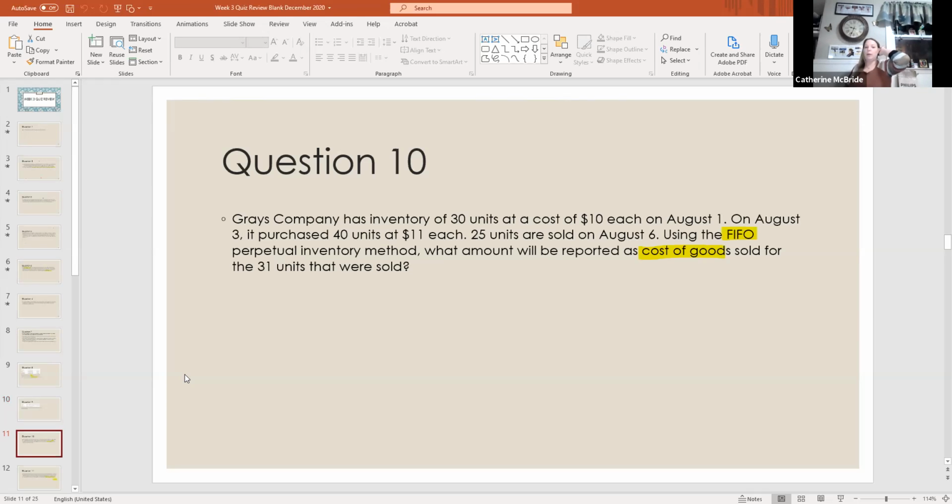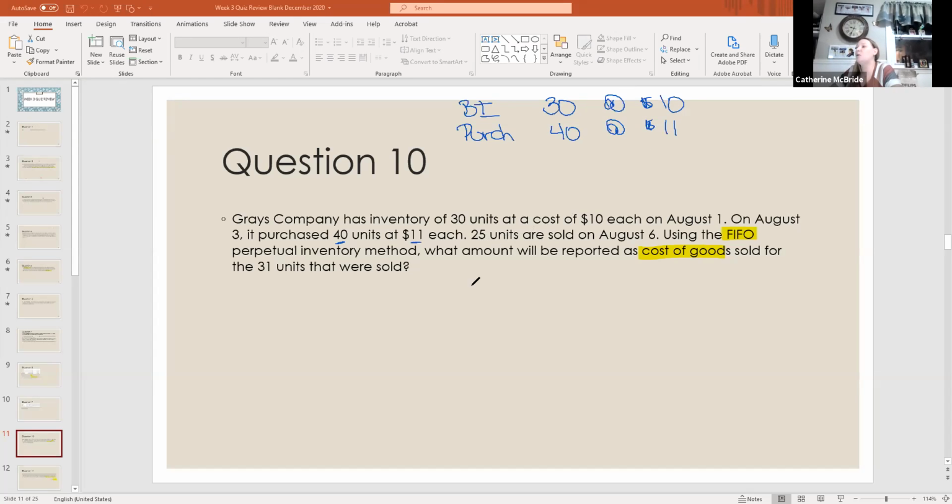Okay, now we're going to figure out cost of goods sold. So with this one, you have to build your own table, which is fine. So we know that we had inventory 30 units. So our beginning inventory was 30 units at a cost of $10 each. On August 3rd, it purchased 40 units at $11 each. So we have our purchase of 40 units at $11.